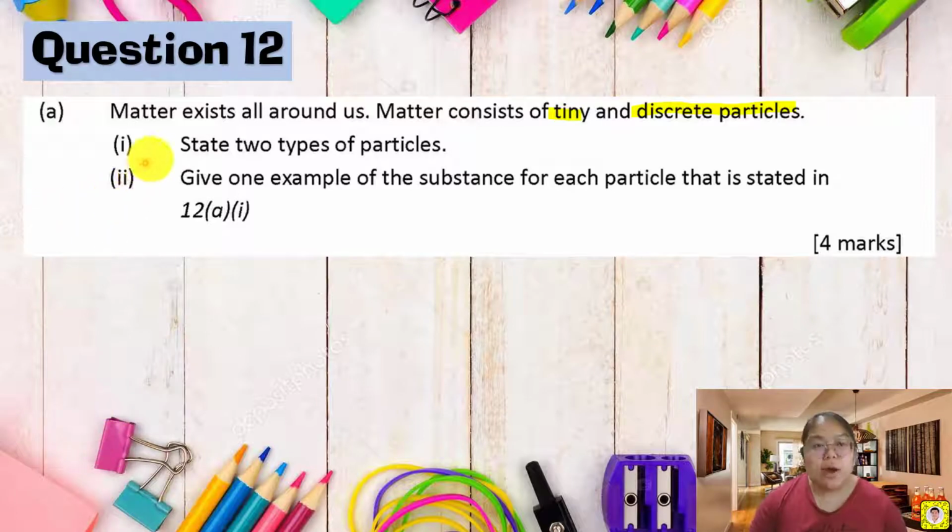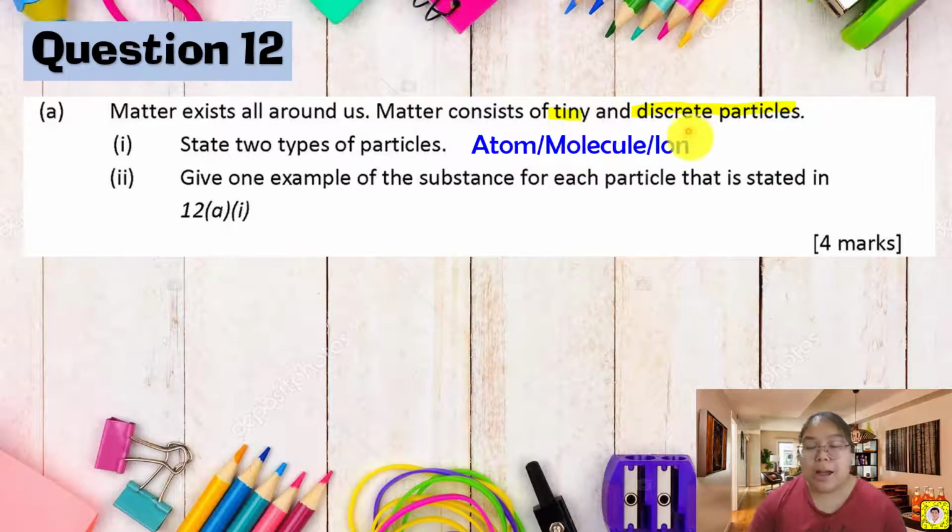Okay, question 12. Matter exists all around us. Matter consists of tiny and discrete particles. So from here, you need to give 2 types of particle. Actually, we learned 3 types already, so we just give 2. The tiny, smallest ones are atom, molecule, and ion. We need to give one example of a substance for every particle that you state. So you give an example for each type, either 2, because you give 2 types. So I give you 3 examples.